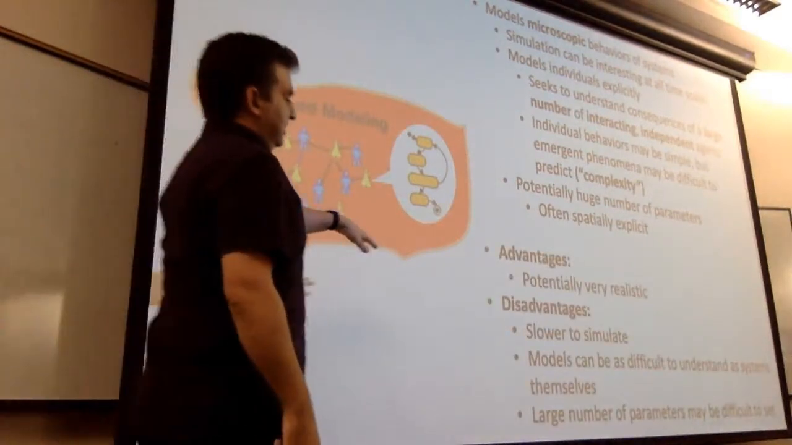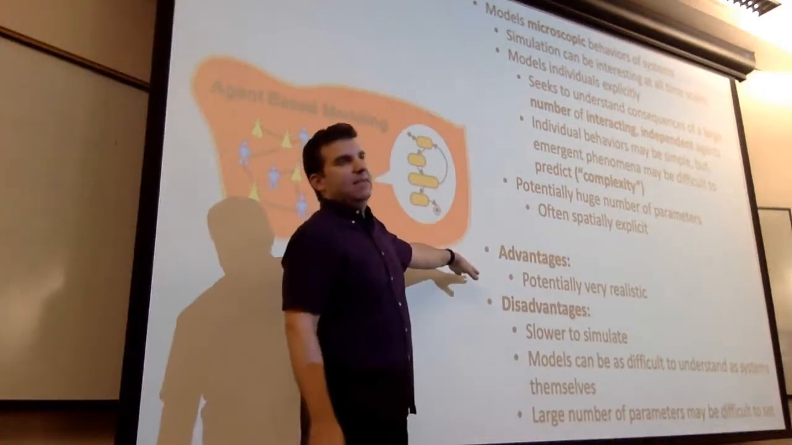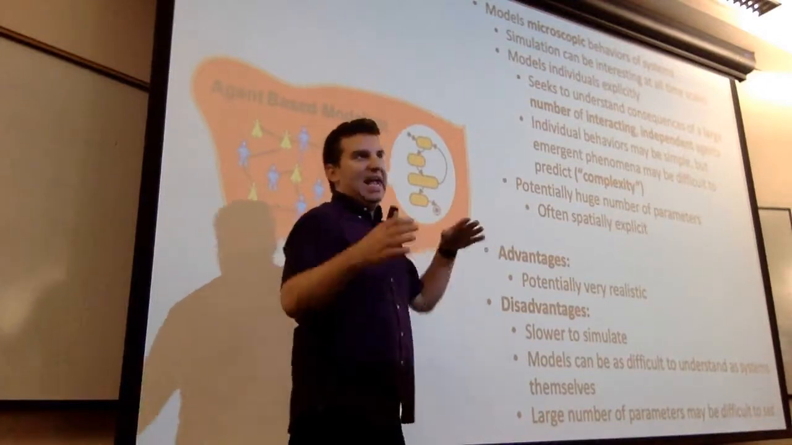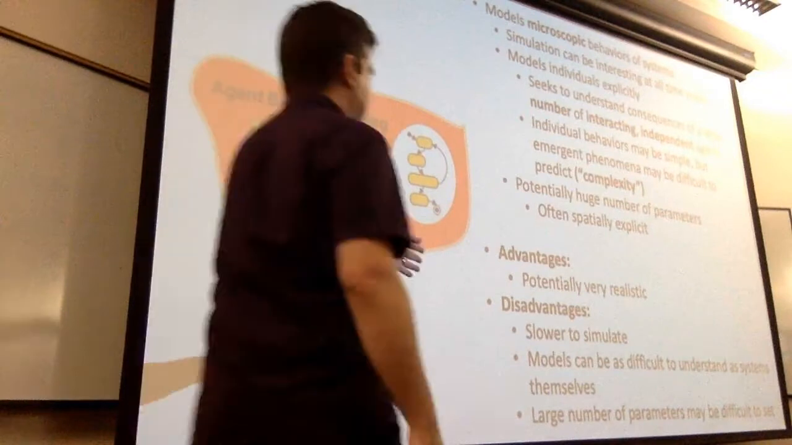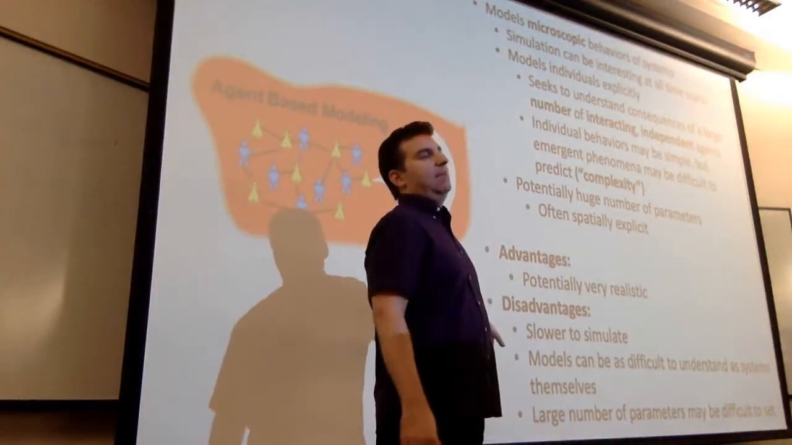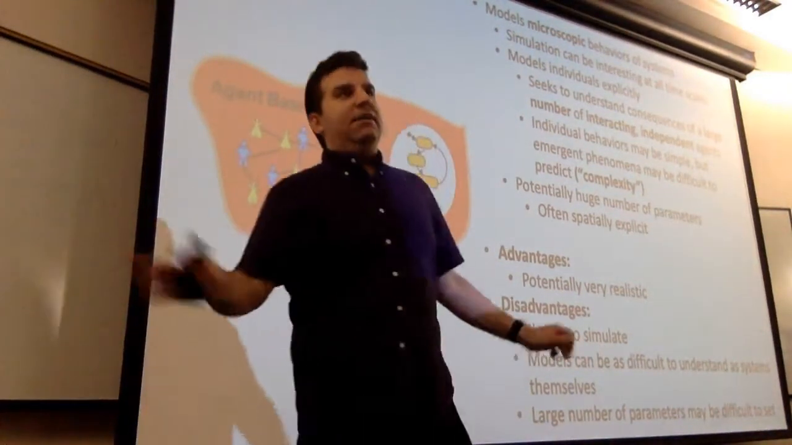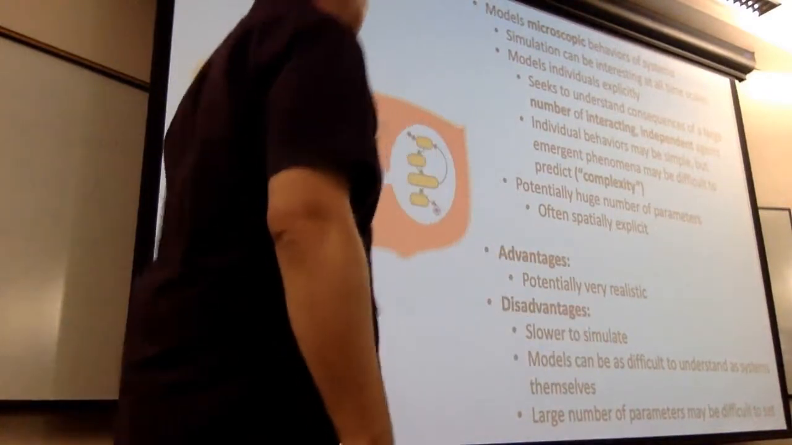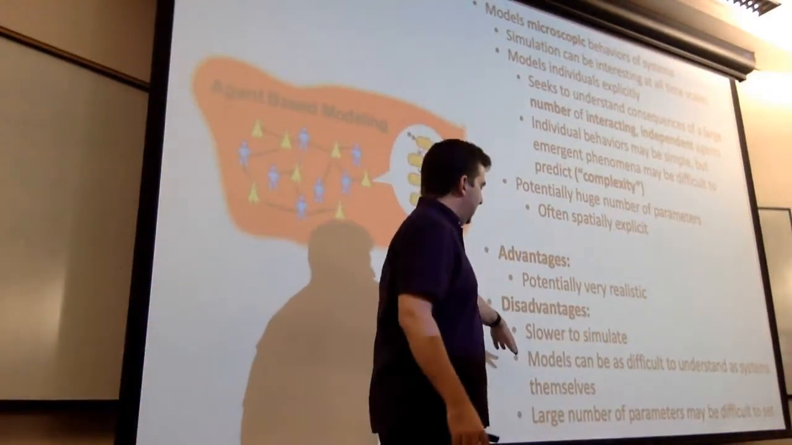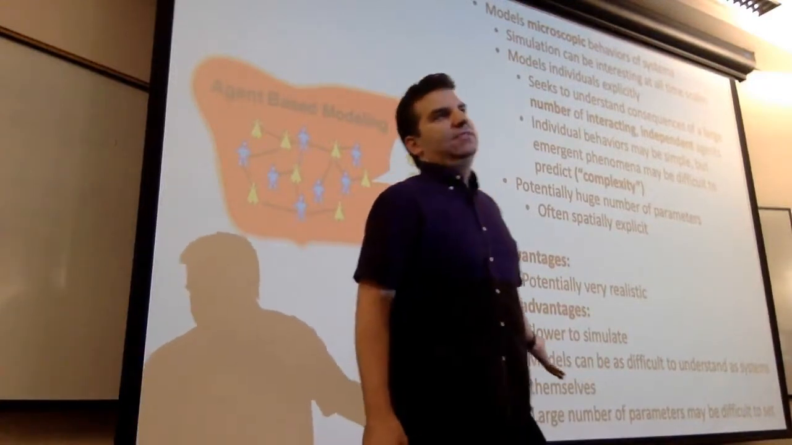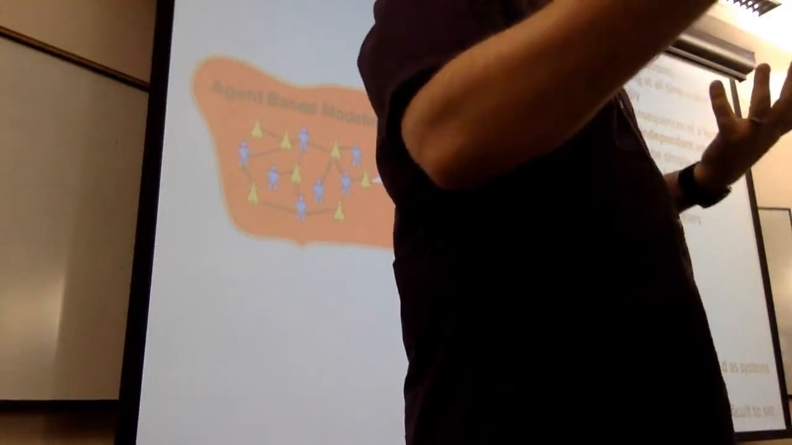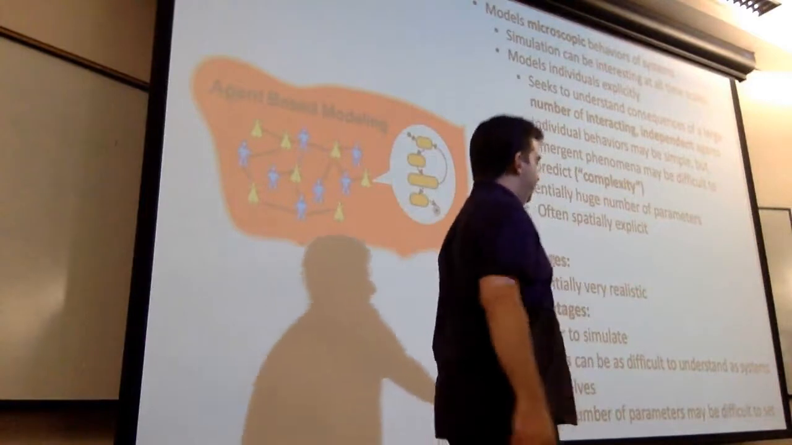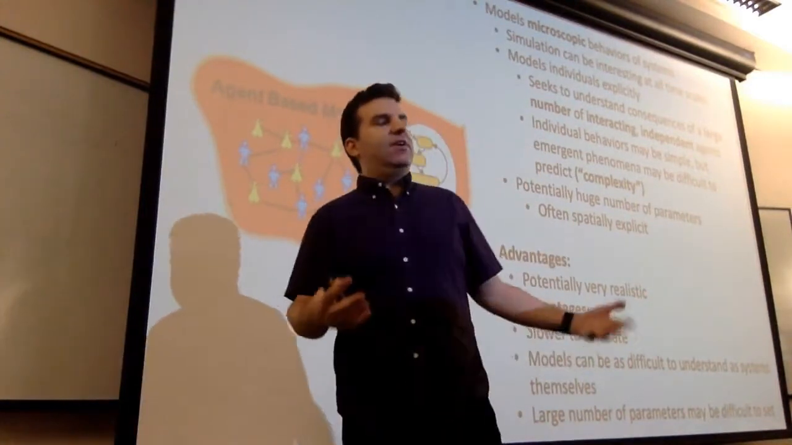So the advantage is it's potentially very realistic because you can actually simulate a lot of what's going on down to microscopic detail. The disadvantage is it can be very slow to simulate because you have to keep track of a whole lot of those different individuals. And the models can be as difficult to understand as the real systems themselves because they do show this emergent behavior, and sometimes it's not clear where these patterns came from. And it's a large number of parameters, which may also make them difficult to set correctly.